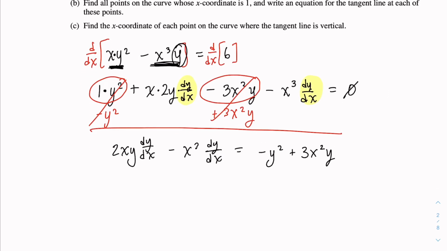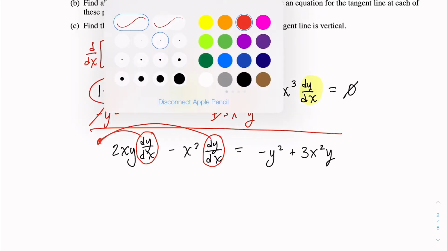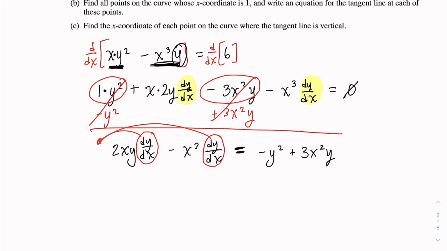Now you might be wondering, well, why did we move them over? The reason for moving everything that doesn't have dy dx to the right side is that now I can just factor out dy dx on the left. I can just pull it out to the front from every term. We can't do that though if there's other terms hanging around on the same side of the equal sign. So let's factor now. I'm taking out dy dx to the front, and I'm left with 2xy minus x cubed. Everything else stays the same.